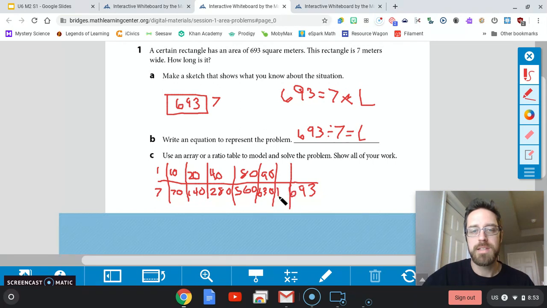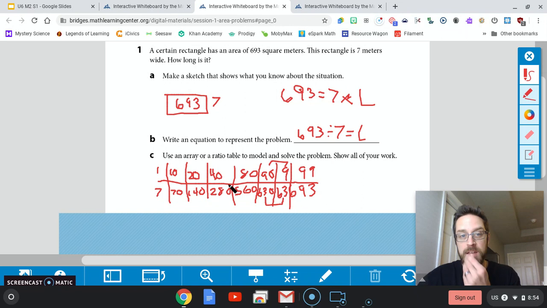I'm 63 away. So 7 times what gets me closest to 63 without going over? And in this case, 7 times 9 is exactly 63. So if I add these two together to make that, I have to add these two together, which then would be 99.